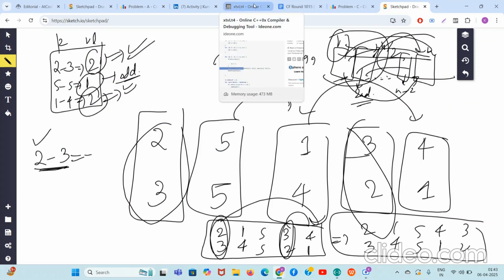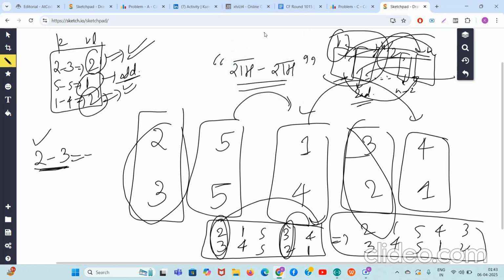Ram Ram. Life is so interesting. You just need to know how to enjoy your life, okay?